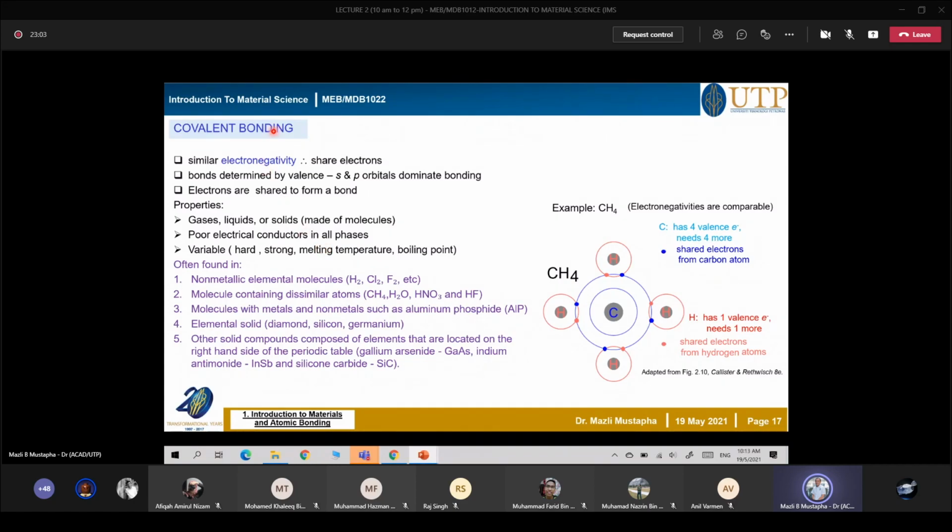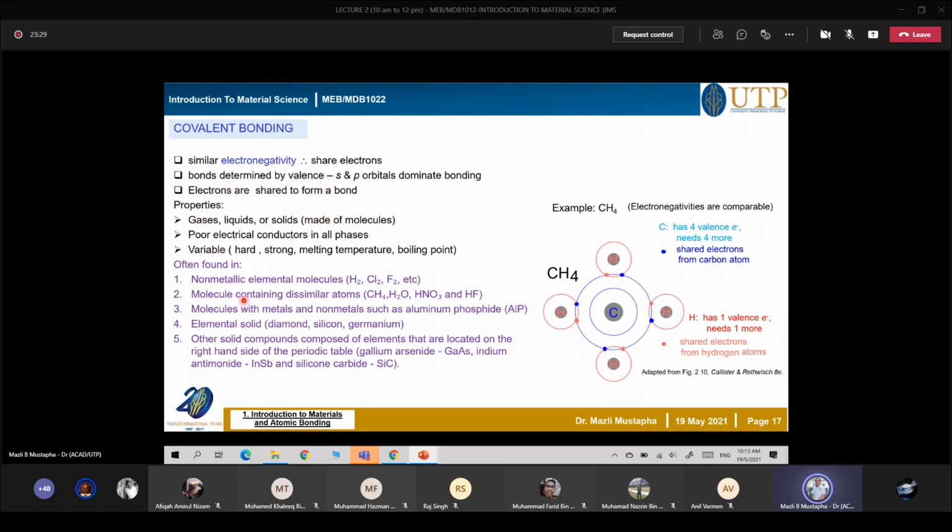The properties of the covalent bonding are that they are very poor electrical conductors in all phases, either in a solid phase or in the molten state. But sometimes they are very strong and hard. Often found in the non-metallic elements, molecules such as hydrogen gas, chlorine gas, and fluorine gas.